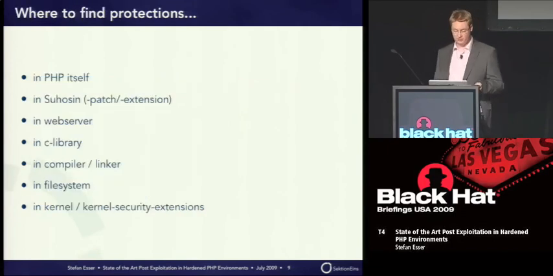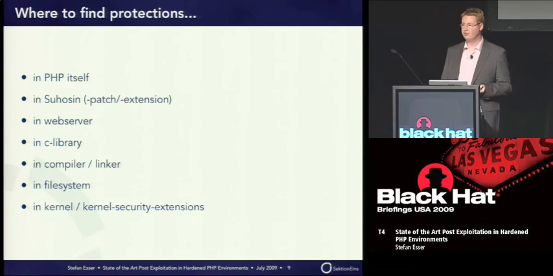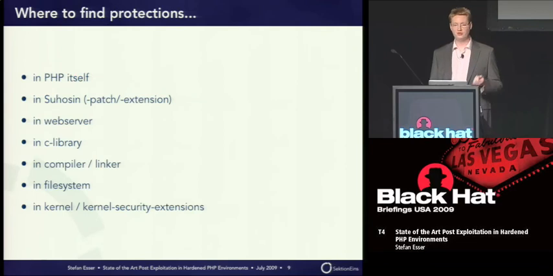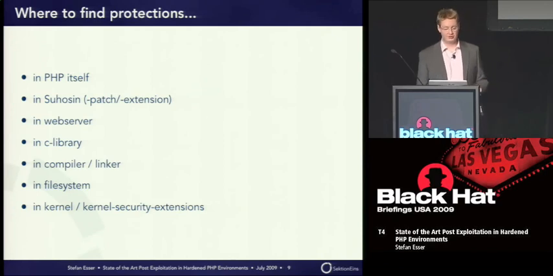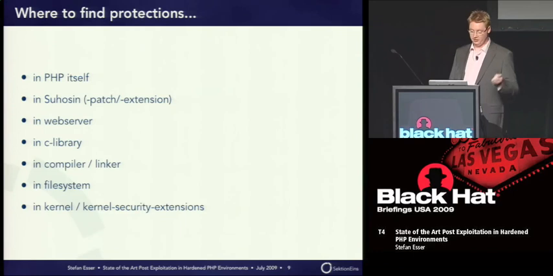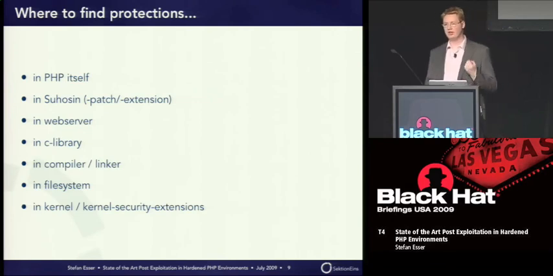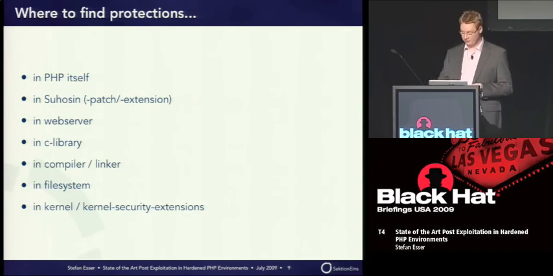So where do you find these protections? First of all, of course, you find them in PHP itself. You find them in the Suhosin PHP security system. You will find them in the web server, maybe like mod_security, in the C library, in the compiler and the linker, and in the file system, like I said, non-writable or non-executable file systems. You can also find these protections in the kernel or kernel extensions like grsecurity. I will go into these in a minute.